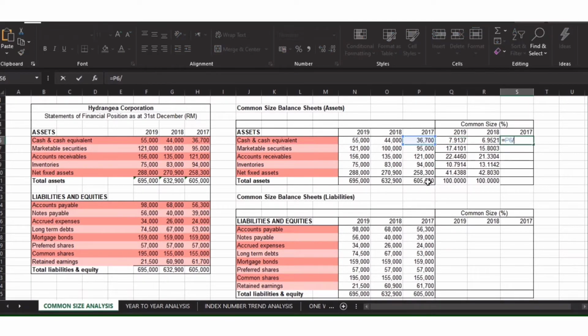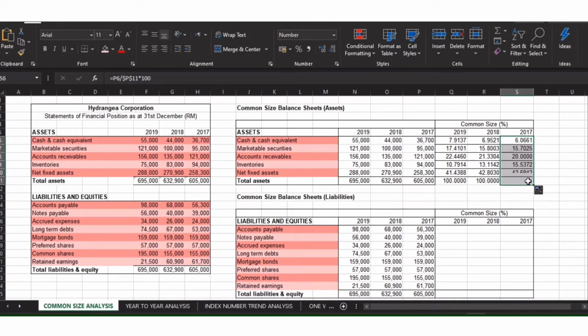This one, divide by total asset for 2017, multiply by 100. Then you will have to practice with it. Note that total asset for common size in percent must be equal to 100% for every year.